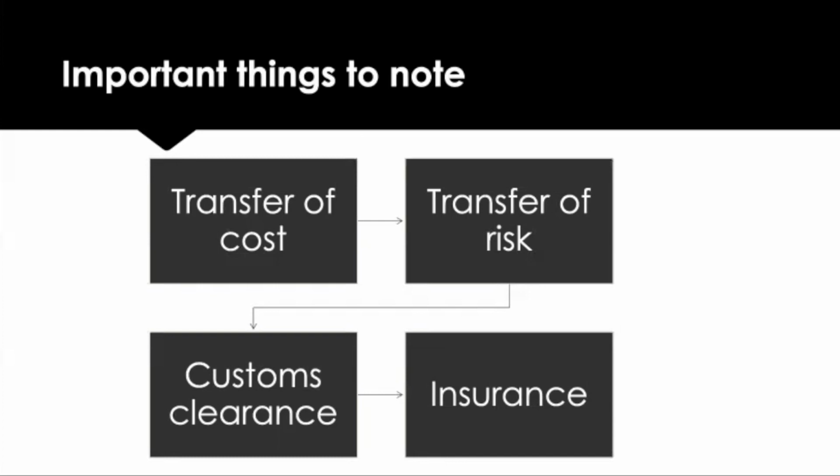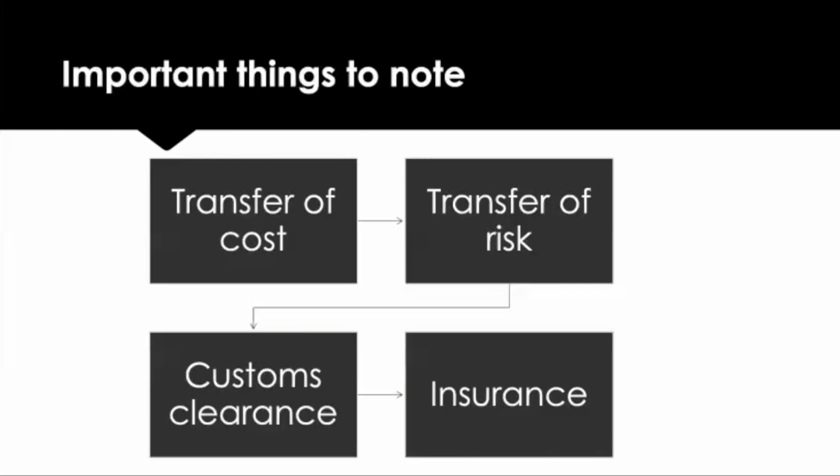So we start with the transfer of cost. This is the point at which the seller is no longer responsible for paying for the carriage. From that point forward, the buyer must foot the bill. That doesn't necessarily happen at the same time as the transfer of risk. We'll show you that later. But the transfer of risk is the point at which the risk regarding damages or loss is transferred from the seller to the buyer. So from that point forward, if the goods are damaged or lost, the seller is no longer responsible for replacing or repairing.